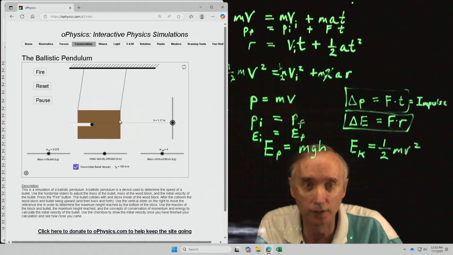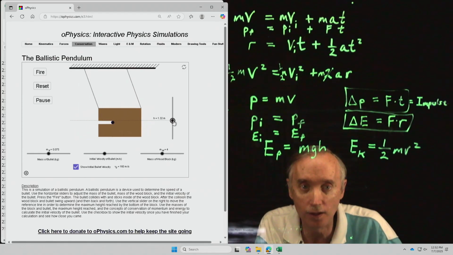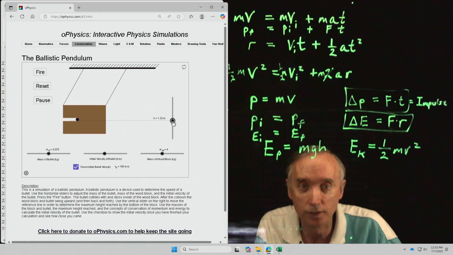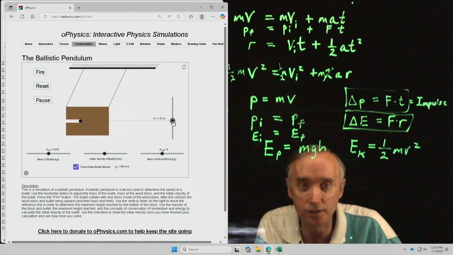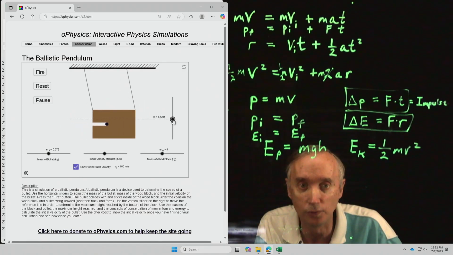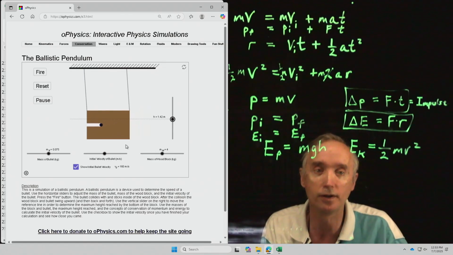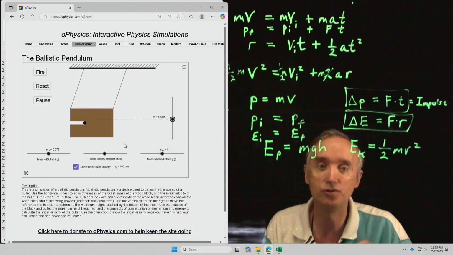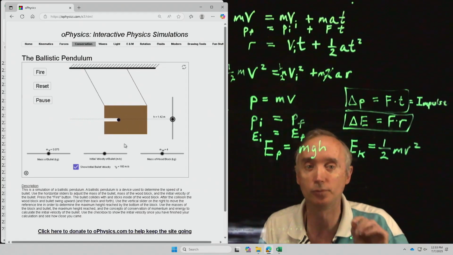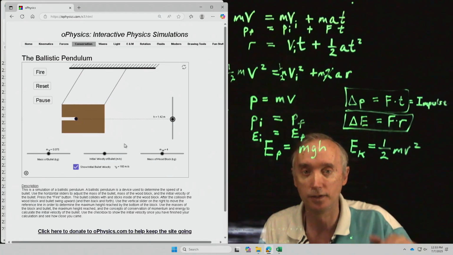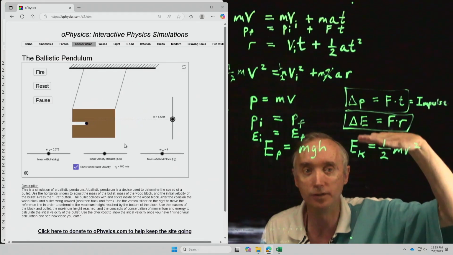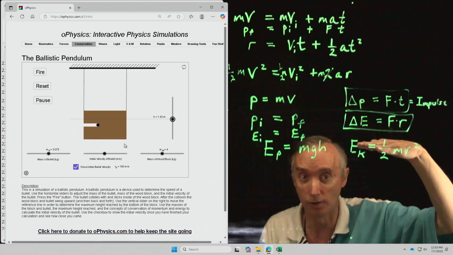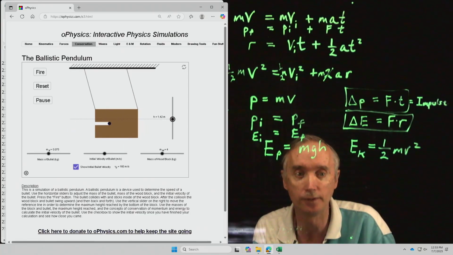So when that bullet is at the top of its swing, take this line and put it so that it corresponds with it. I'll let you do that. It looks like it needs to go up just a tiny bit more. Yeah, right about there. But you do it for yourself, okay? It's important that you find the initial height of the ball and then the final height of the ball once it's embedded in there.